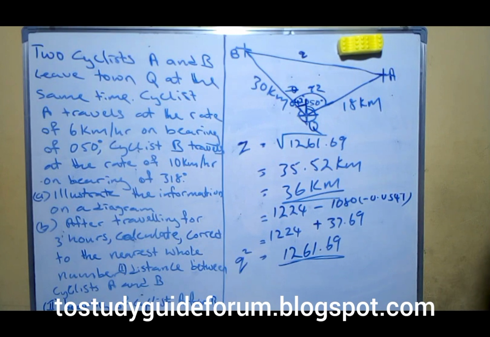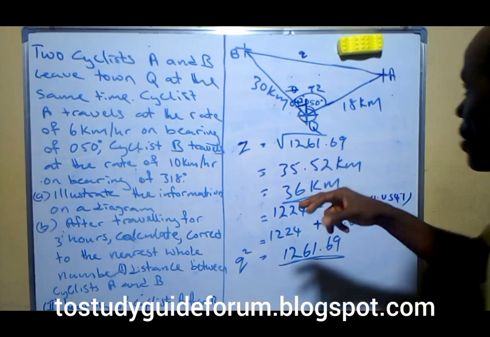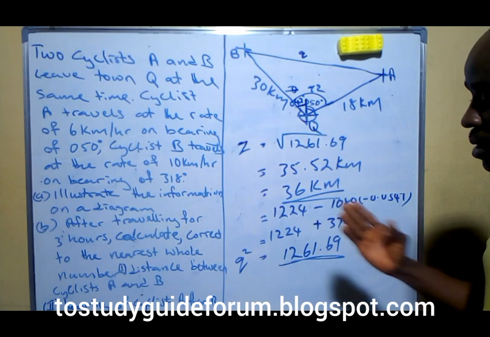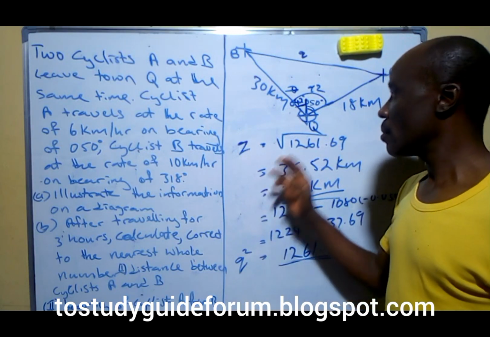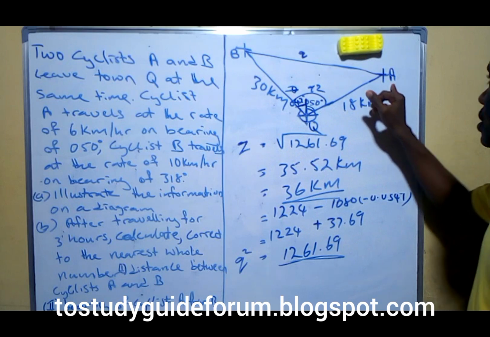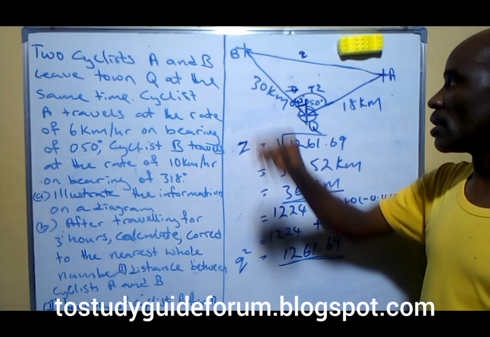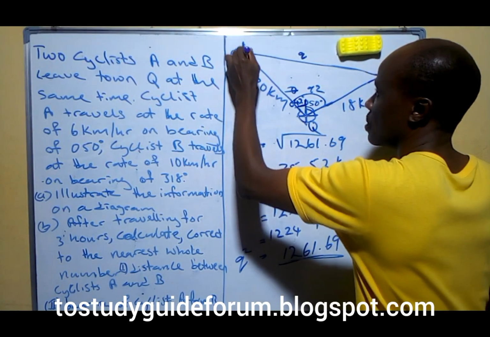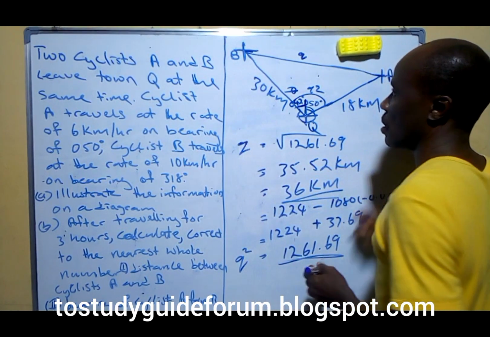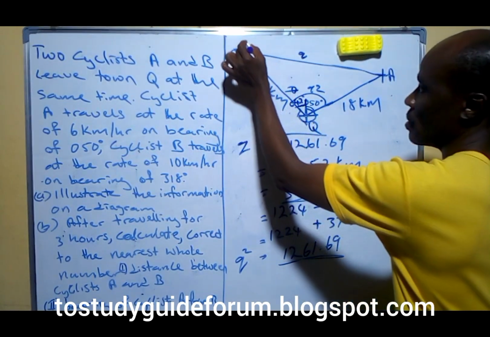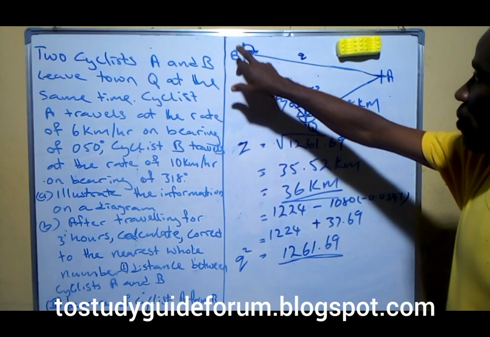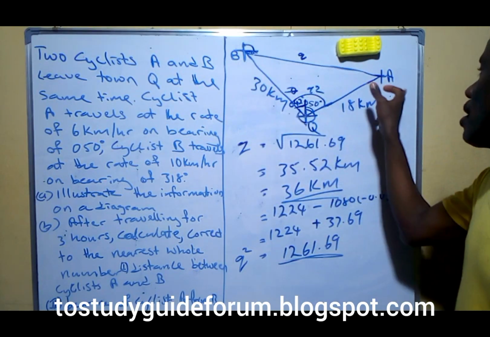So the next question says that you should calculate the bearing of A from B. Anytime they use the word from, it means coming from the other end of it. So the bearing of this from this other end is something that will look like this. This is what we are looking for, the bearing of A from B.